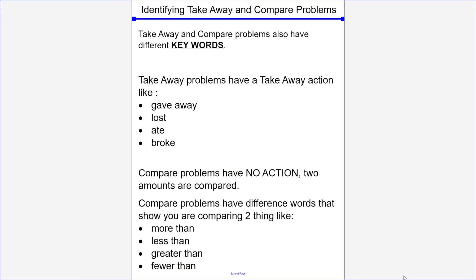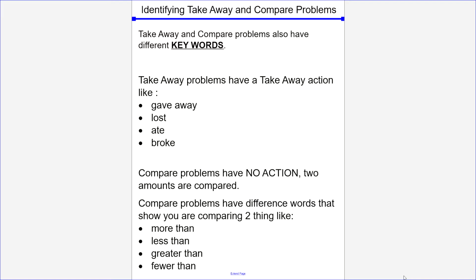Takeaway and compare problems also have different key words. The key words in takeaway and compare problems often help us identify if the problem is takeaway or compare. Takeaway problems always have a takeaway action. So the key words in a takeaway problem are the takeaway actions. Actions like gave away, or lost, or ate, or broke. Any action that makes the amount decrease.